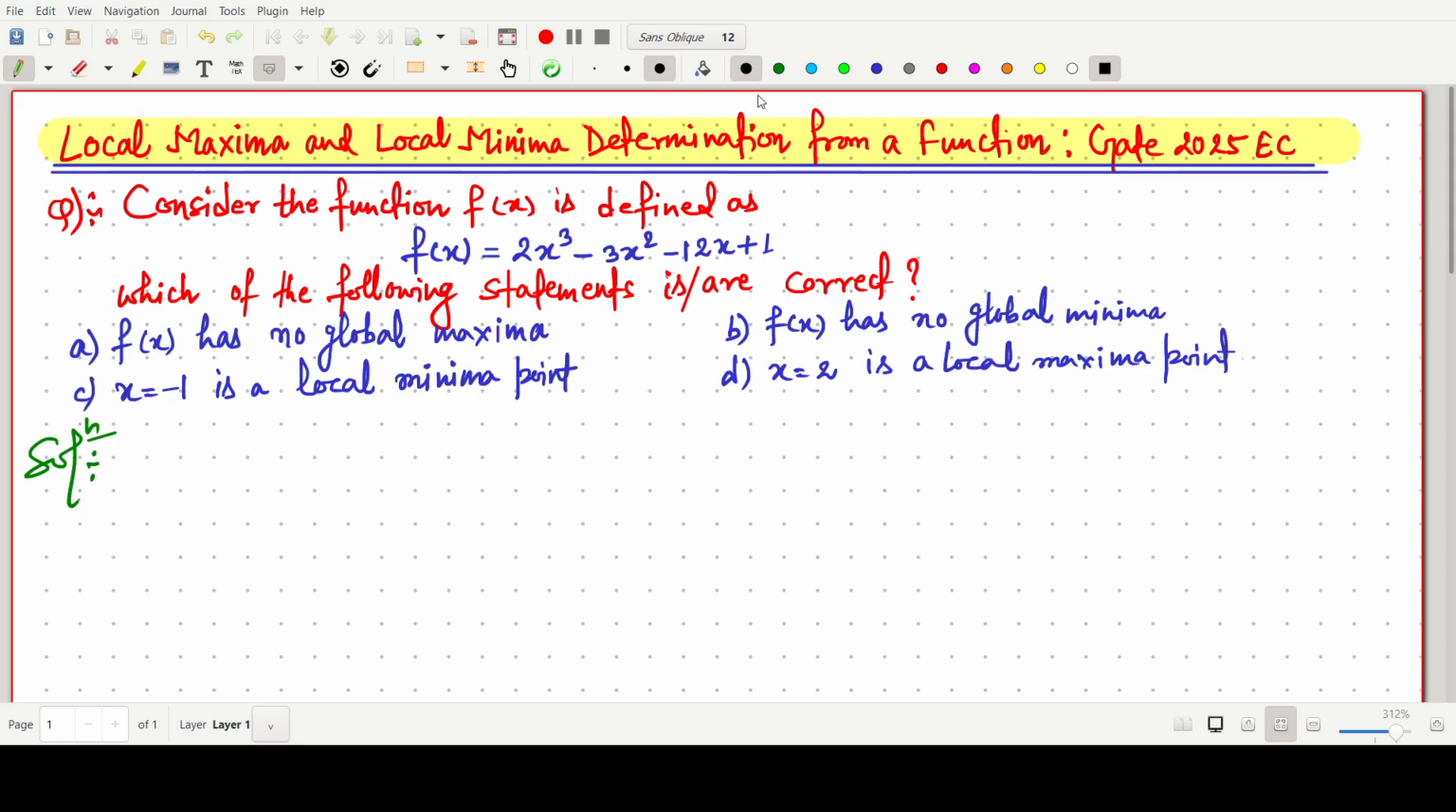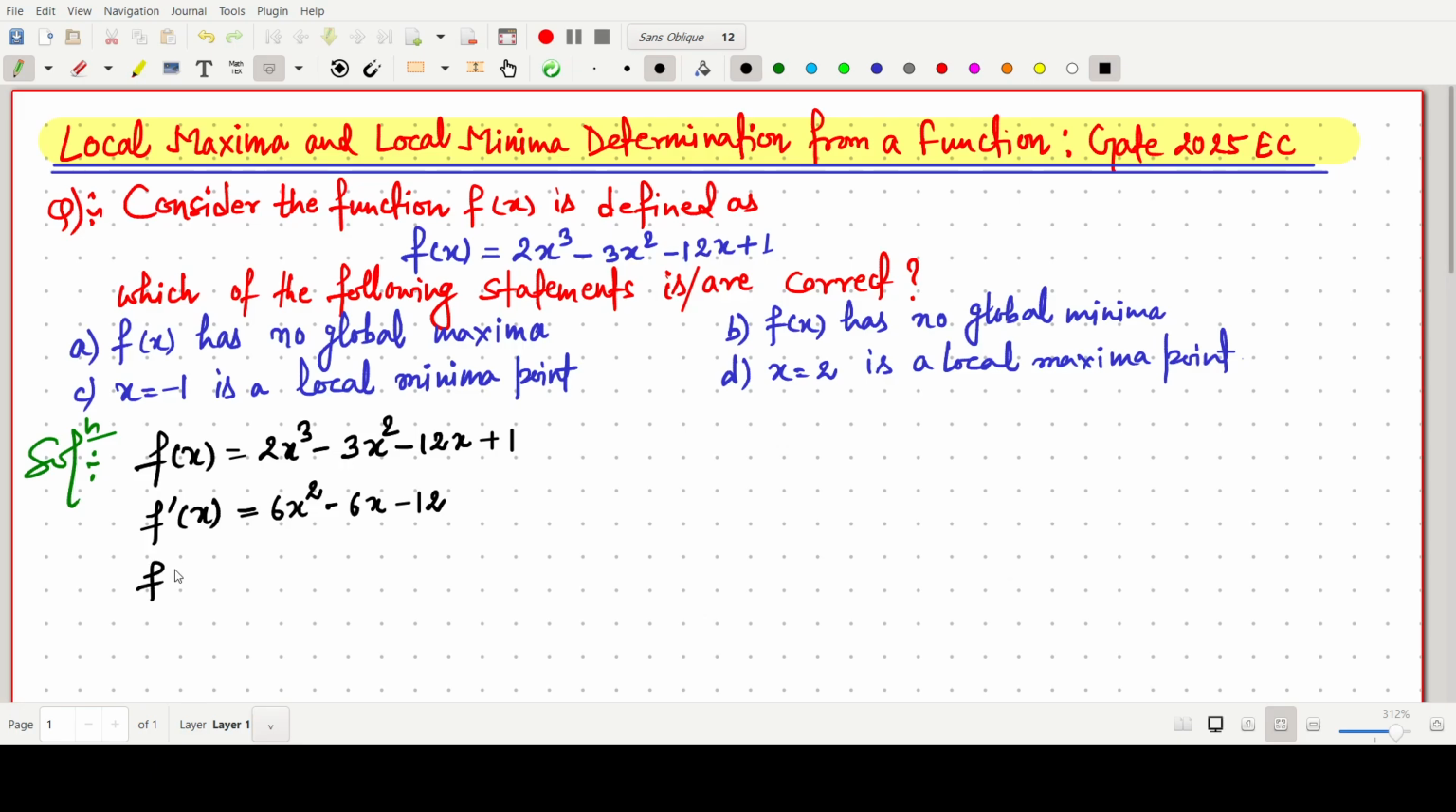This question is very simple. To solve such a problem, first we have to write the function which is given: f(x) = 2x^3 - 3x^2 - 12x + 1. Then we have to differentiate the function. So if we differentiate, it should be f'(x) = 6x^2 - 6x - 12.